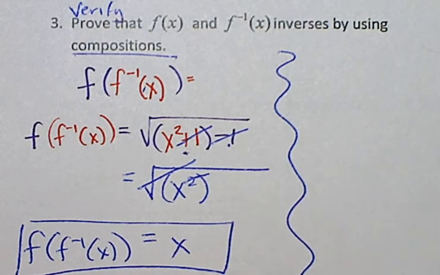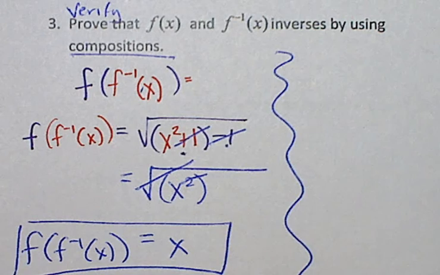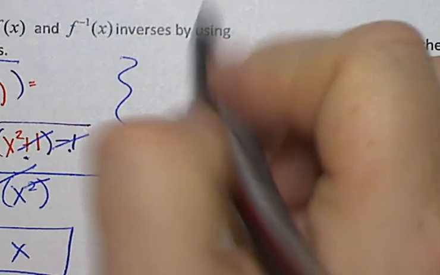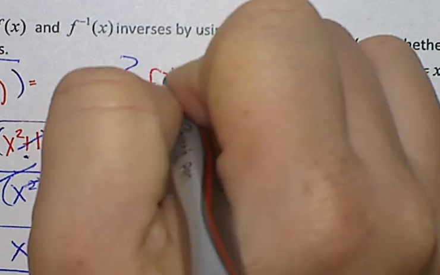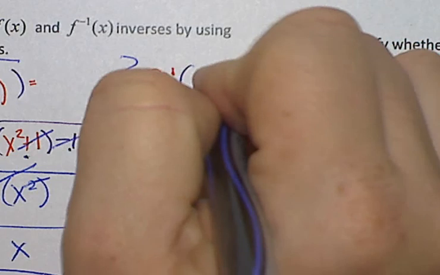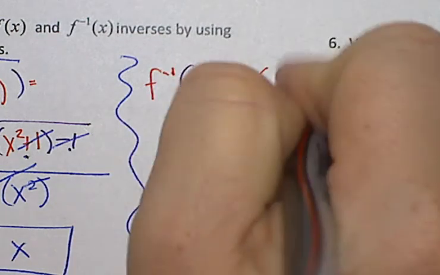Okay, now I need to do the opposite. So now I'm going to start with, let me move this over to the side. Now I'm going to start with the inverse on the outside and the function on the inside. So what does that look like? First of all, what was the original equation for the inverse? It was x squared plus 1.